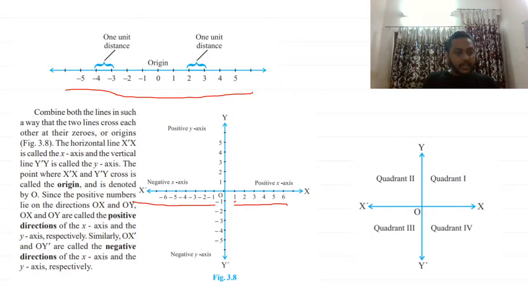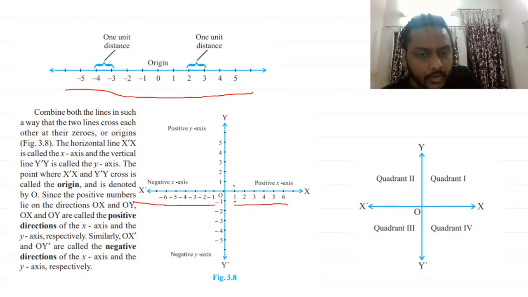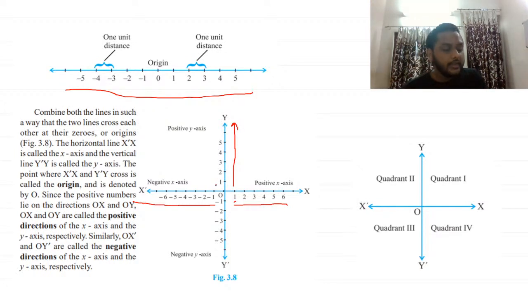You got it? If I talk about above the origin, what do you have? Above the origin you have 1, 2, 3, 4, 5, 6, 7 and so on. And below the origin we have -1, -2, -3, -4, -5 and so on. Am I clear with this? You got this?